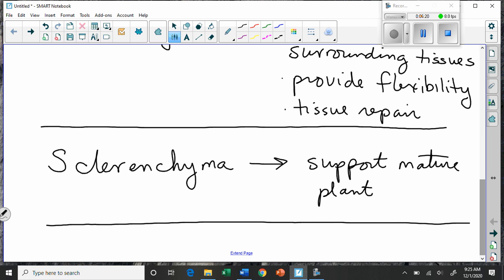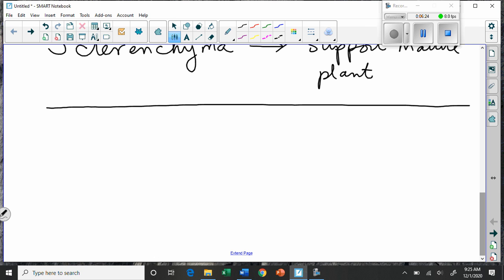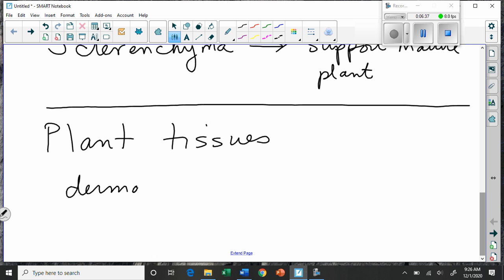So that's the different types of cells. Okay, and just to review, we also talked about plant tissues. Those types of cells are found in different plant tissues. And we remembered there was the dermal tissue. We already wrote this in our last video. There was the ground tissue and the vascular tissue.